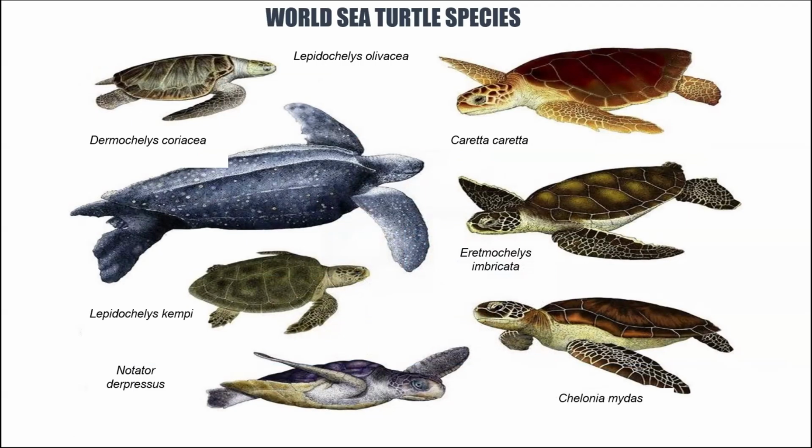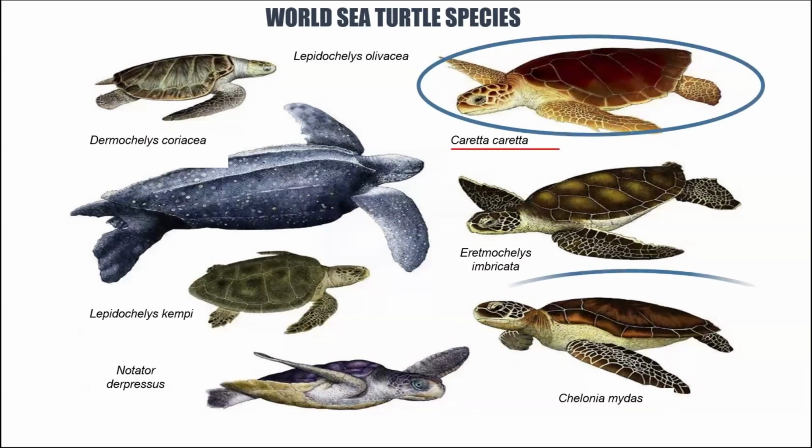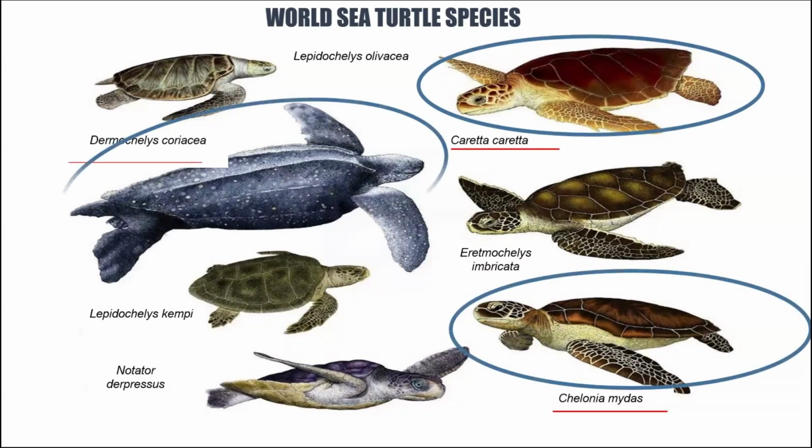There are 7 sea turtle species living today, but only 3 of them exist in Mediterranean regions: the loggerhead turtle, Caretta caretta, the green turtle, Chelonia mydas, and the leatherback turtle, Dermochelys coriacea. The most common one in the Mediterranean is the loggerhead turtle, then the green turtle, and very rare is Dermochelys coriacea, which is mostly an oceanic species.